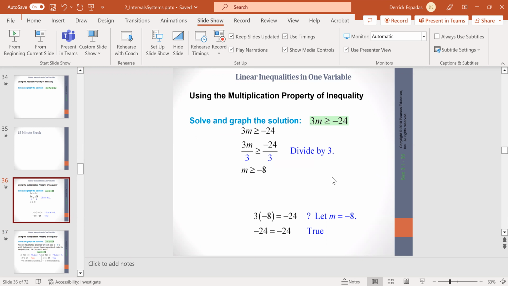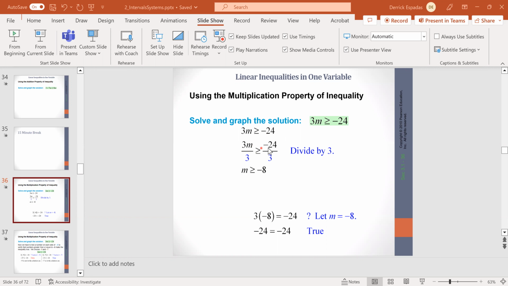In this case, we now have 3m is greater than or equal to negative 24. Remember, we want to isolate m by itself, so we want to get rid of that 3 away from the m. 3 times m, the opposite of that would be division, so we're going to divide by 3. And 3m divided by 3 leaves us with our m.